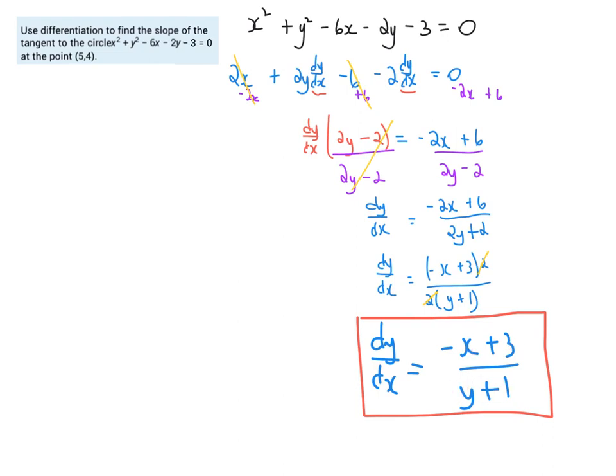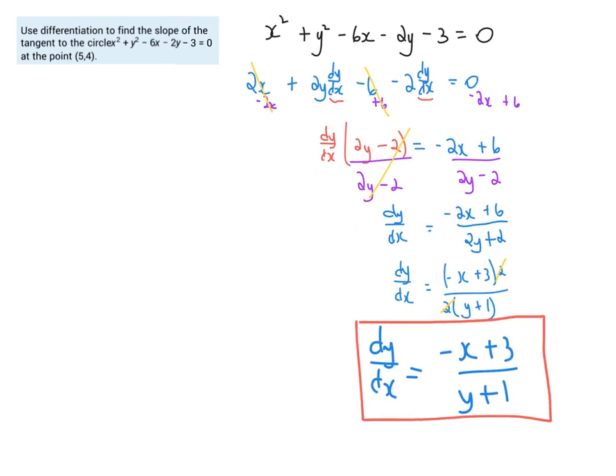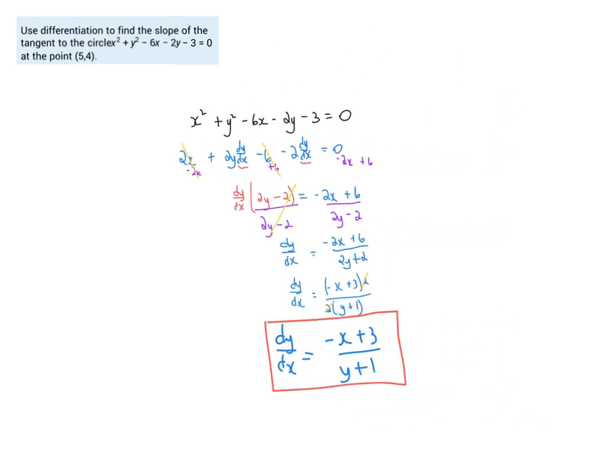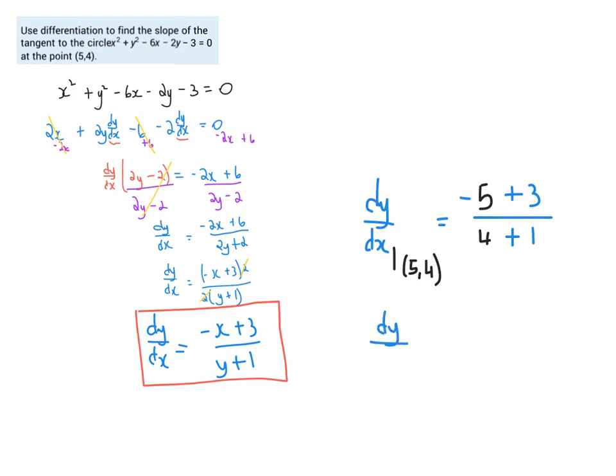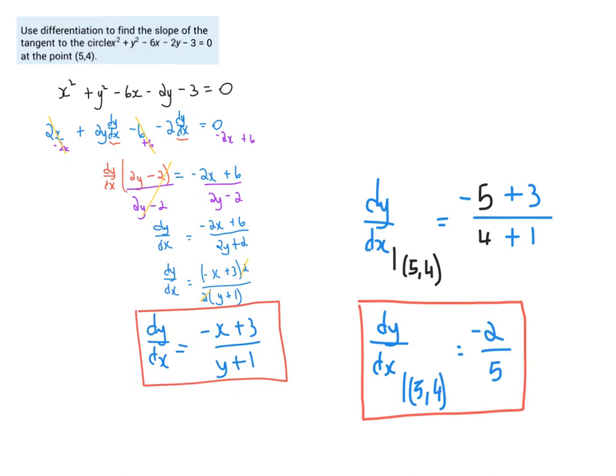and that of course is our slope to our tangent anytime we differentiate. And so we want to find that at a particular point, so let's do that at the point (5, 4). So here we have dy/dx at our point (5, 4), and that's equal to minus 5 plus 3 all over, and y is 4 plus 1. So dy/dx at the point (5, 4) is equal to, well, minus 5 plus 3 is minus 2, and 4 plus 1 is 5, so minus 2 over 5. So that's the slope of the tangent to that circle at the point (5, 4).